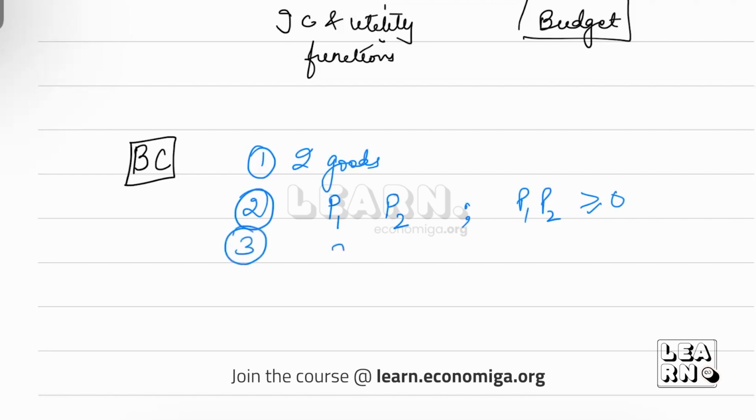The consumer has a fixed money income M, which is given, which is again greater than 0. In this case, I have not put in the equality because zero money income doesn't make any sense, right? Zero price can happen, a good can be free, but zero money income means that the consumer can't even buy anything. So affordability doesn't make sense. That's why it's strictly greater than 0.